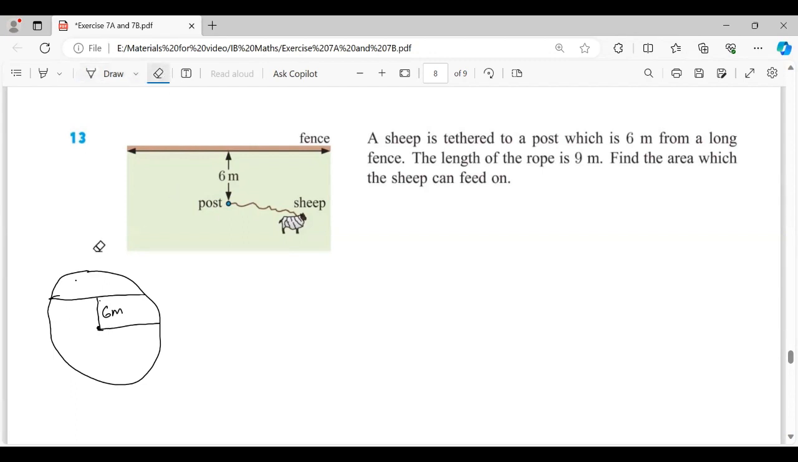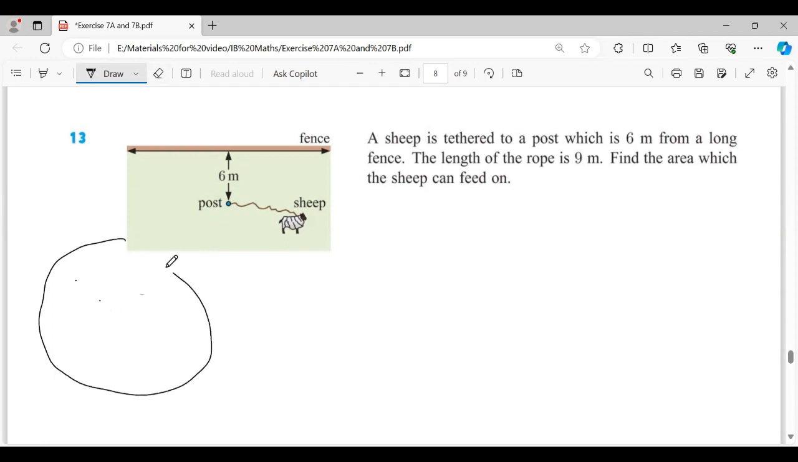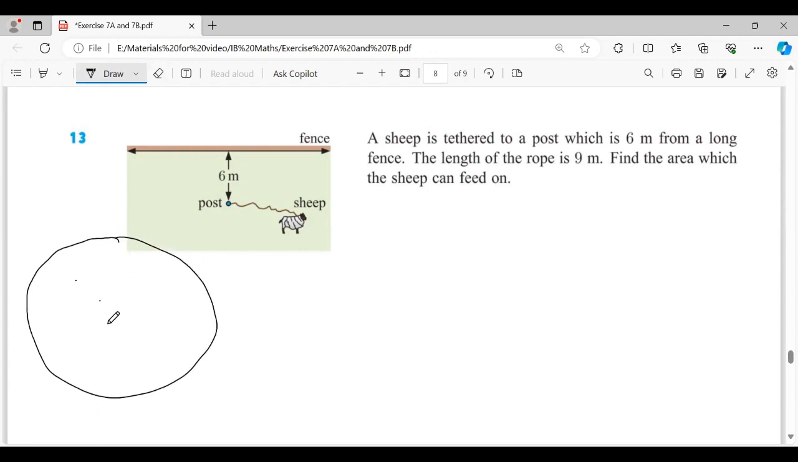Wait. I have to draw the big circle. This is the center and this is the fence. This is 6 meters and this is the radius. If this is alpha, this angle is alpha.